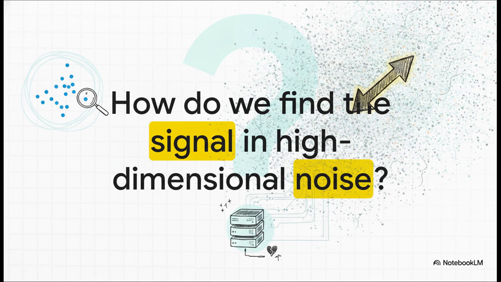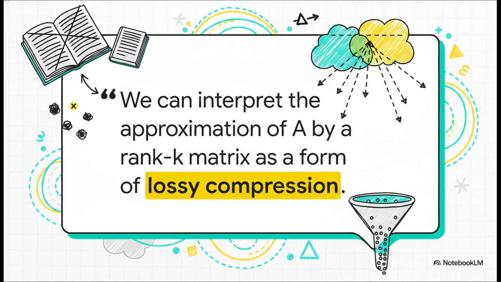And honestly, it's worse than just being slow. Your accuracy can actually plummet because distances in such incredibly vast spaces start to become mathematically meaningless. So the big question is, how do we find the signal in all this high-dimensional noise without completely frying our computers? The answer is dimensionality reduction.